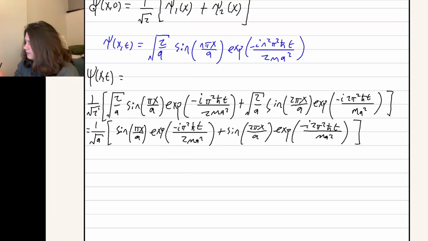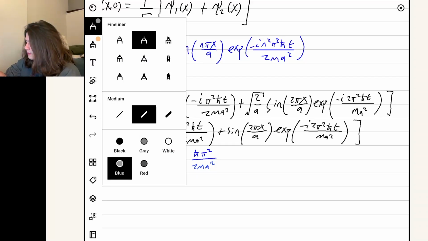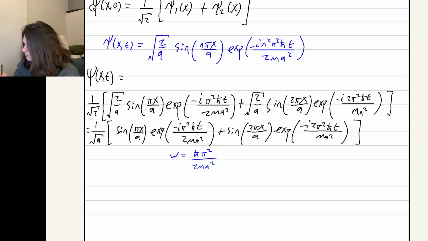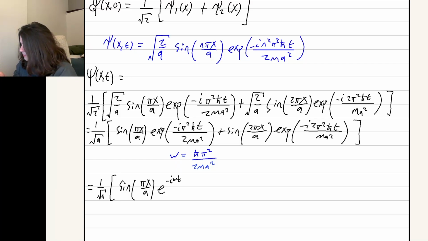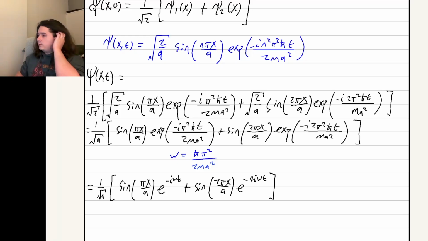And actually, we can write it with this omega factor, which Griffiths defines as h bar pi squared over 2ma squared, since they both kind of share that value. So we can write this as 1 over root a sine pi x over a e to the minus i omega t plus sine 2 pi x over a e to the minus 4i omega t. And we'll leave it like that.